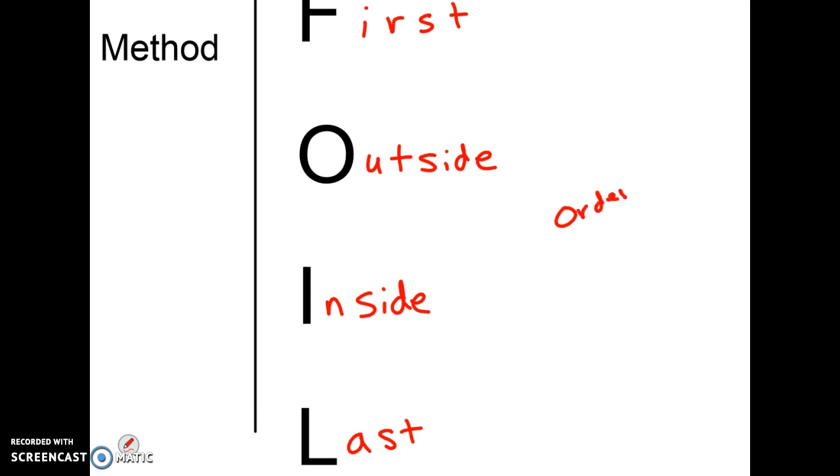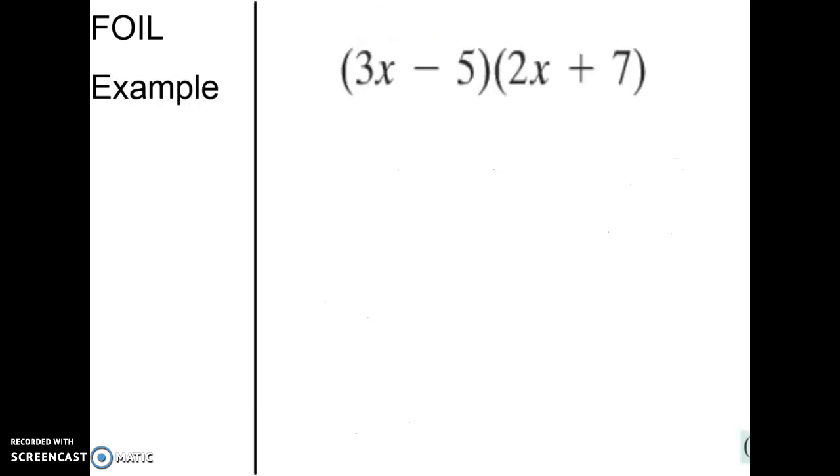So this is just another method of multiplying two binomials together. And so we're going to use this to help us remind which order we do it. And we'll go through that method right here. So this is a FOIL example. We're still multiplying two binomials together.